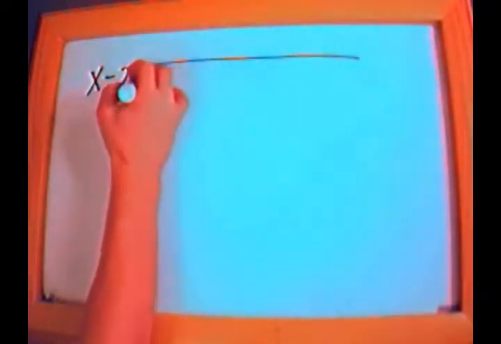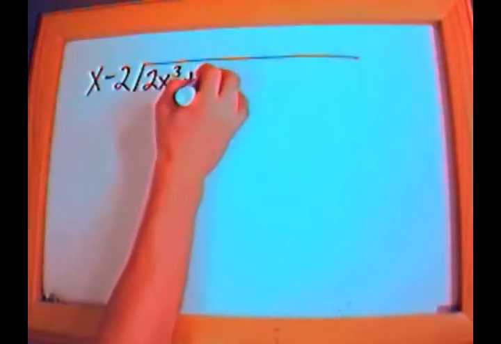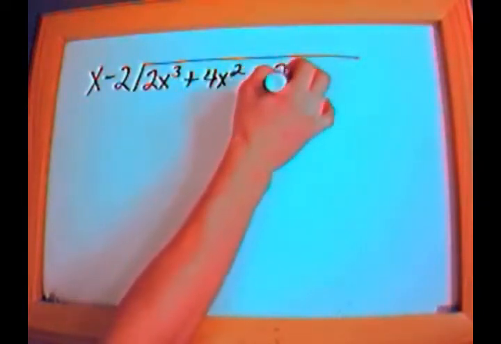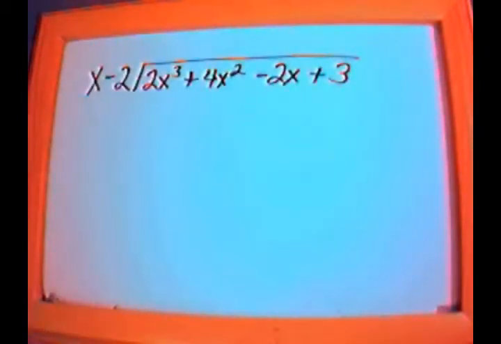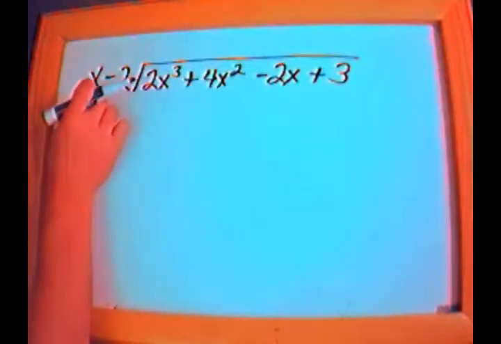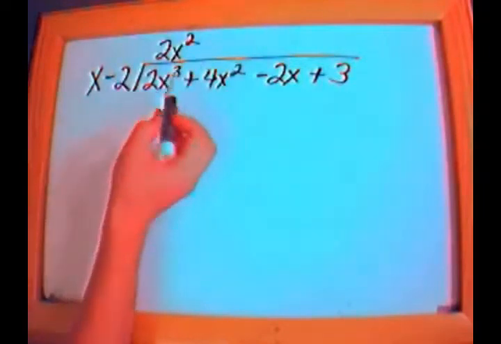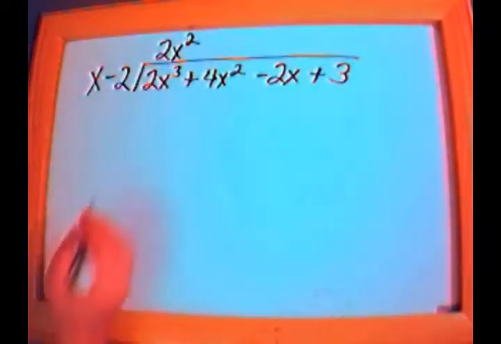Moving along, one more problem. And this one should have a remainder too. Let's see. X minus 2 goes into 2x cubed plus 4x squared minus 2x plus 3. Okay? So let's start off by saying x goes into 2x cubed. It's going to go 2x squared times. Why? Because 2 times 1 gives me 2, and x squared times x gives me x cubed.